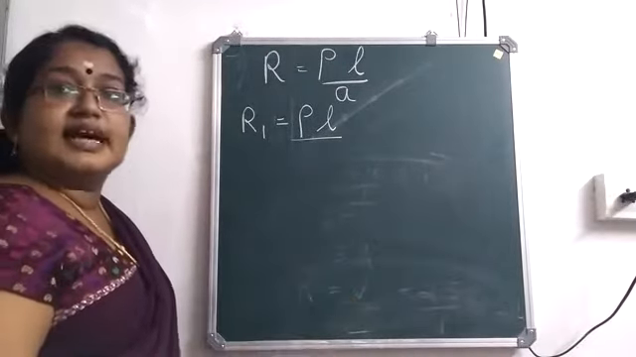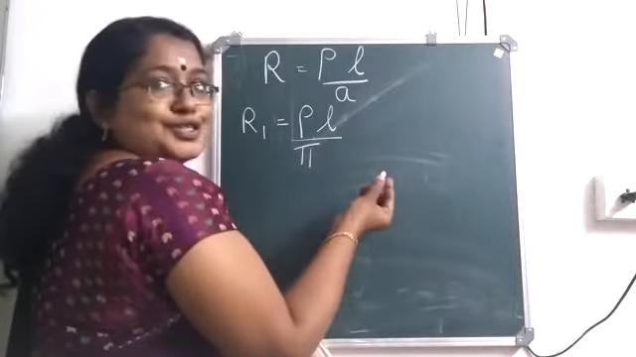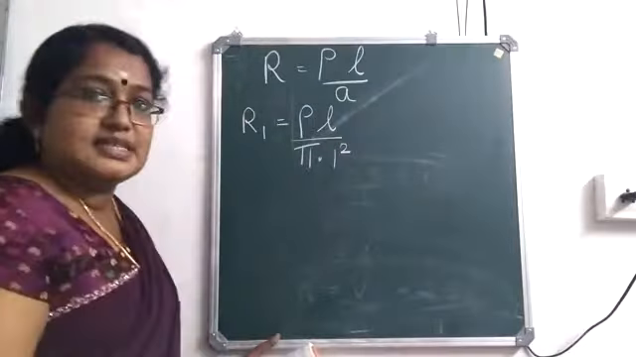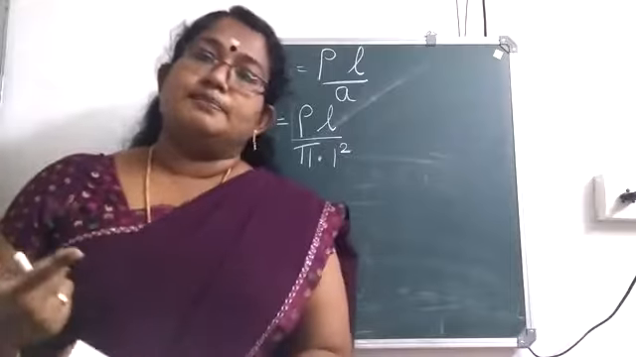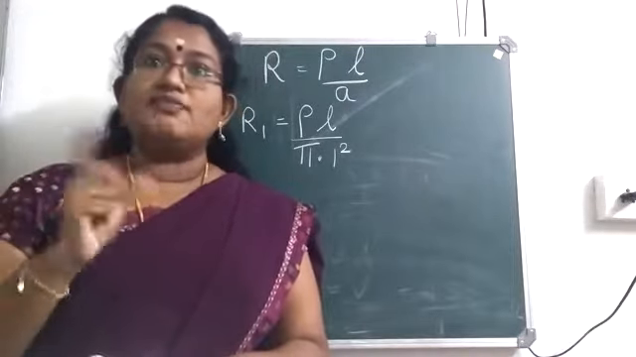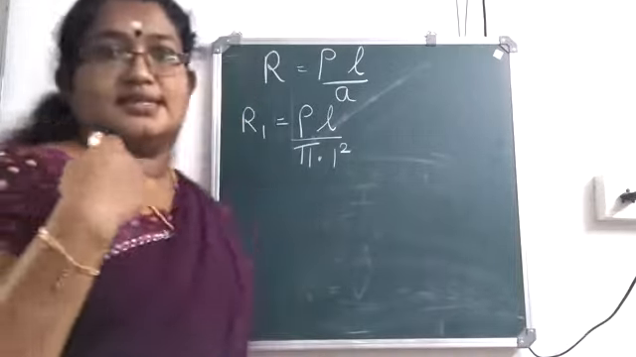They have given the radius. So instead of A, I have to write pi r square, isn't it? Area is pi r square. Since it is 1 millimeter, 1 square. Why didn't I convert it into SI system? Because it is just a comparison. For comparison, both the values should be in the same unit. No need to convert it into SI system.